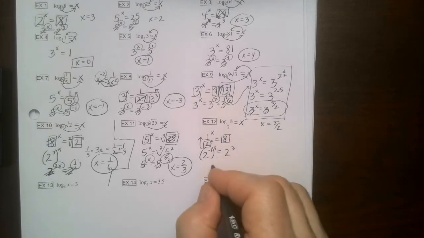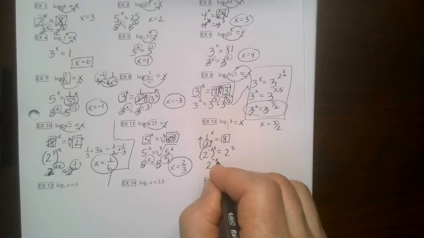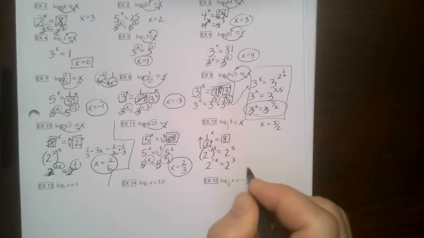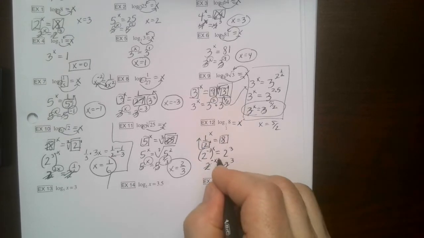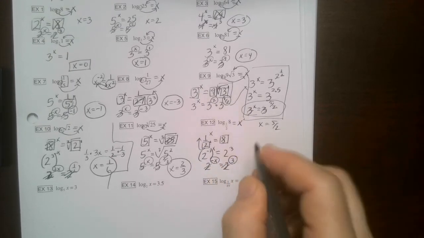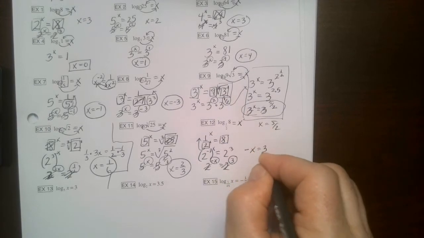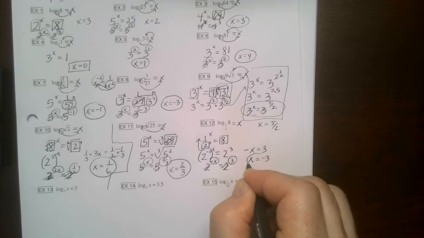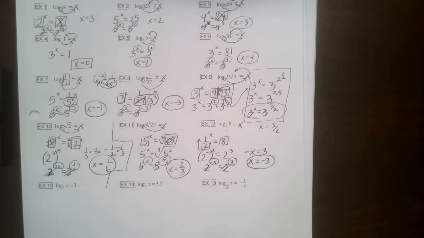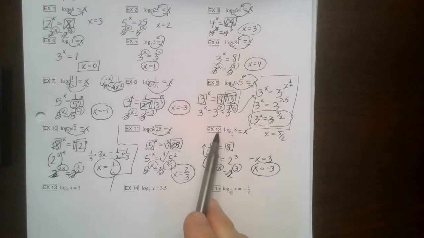And then we multiply these, so we get 2 to the negative x equals 2 to the third. Now that we got common bases, they can just go bye-bye. So negative x has to equal 3. That means if I multiply both sides by negative 1, x equals negative 3. Done.